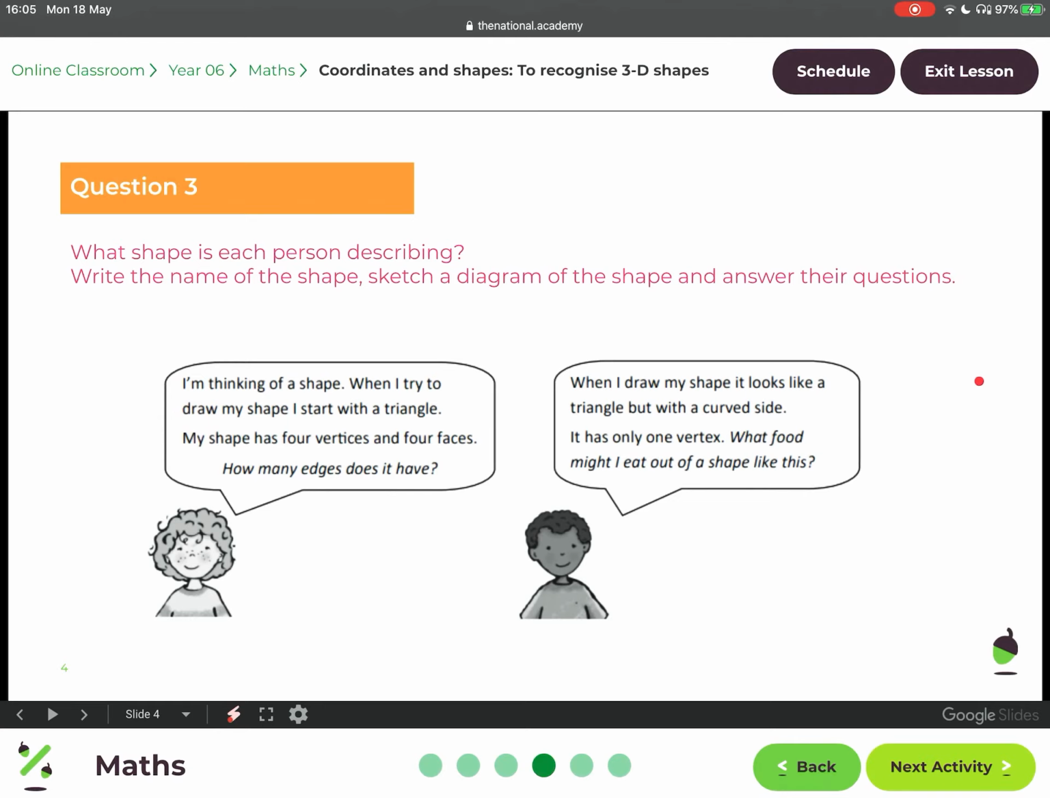When I draw my shape, it looks like a triangle, but with a curved side. It only has 1 vertex. What food might I eat out of a shape like this? That shape would be a cone, and you would probably eat ice cream out of a cone.